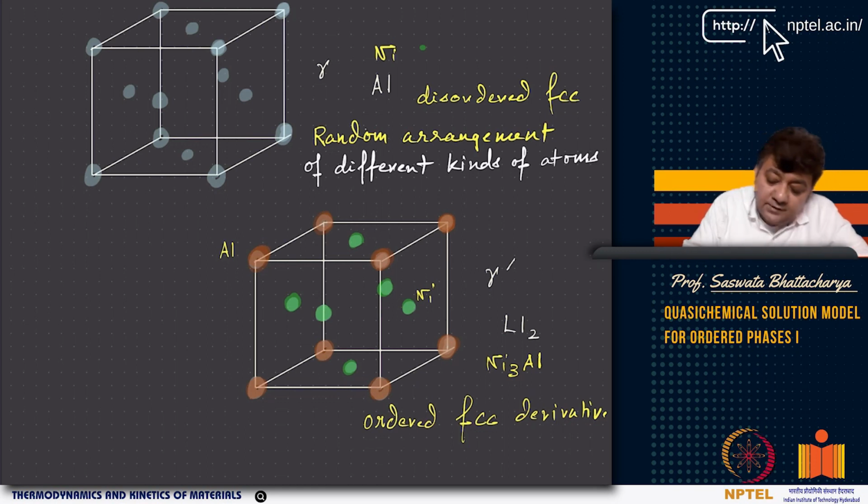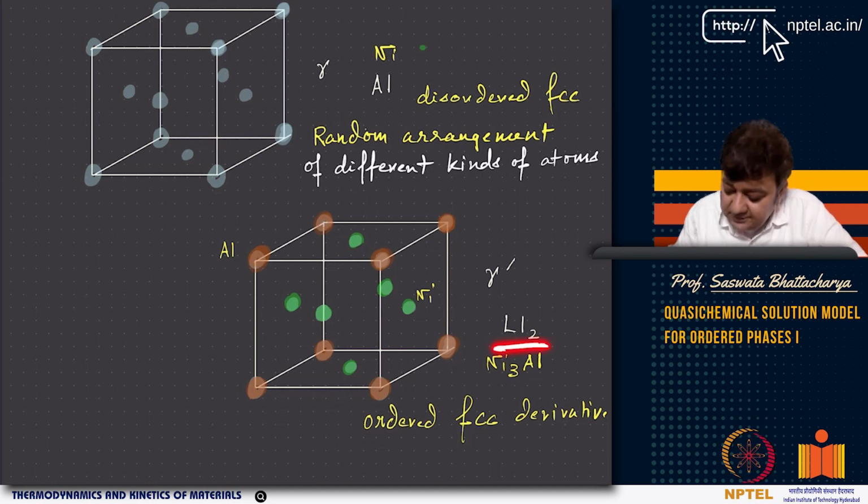Right? So for example, take nickel and aluminium. If nickel and aluminium randomly occupy the lattice positions, they randomly occupy all the lattice positions, whether a face center position or a corner position. On the other hand, if you have an FCC derivative, which is L12, again a Strukturbericht notation, L12.